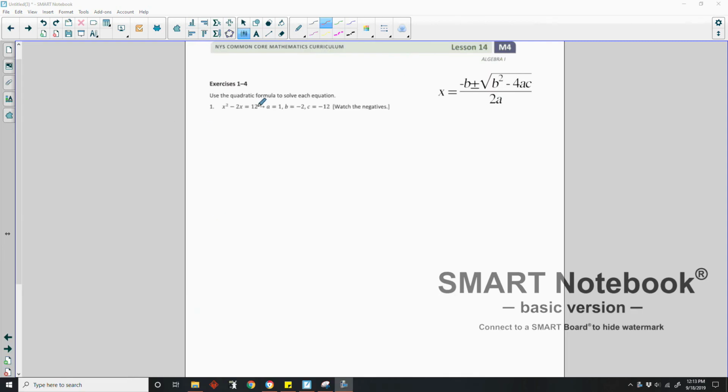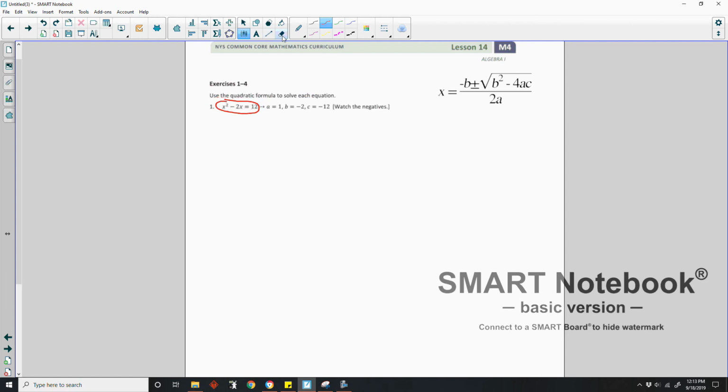Okay, on to page 2, exercise 1 through 4. It says to use the quadratic formula to solve each equation. So on the prior page, we just derived the quadratic formula by solving ax squared plus bx plus c equals 0 and solving for x. So here's the quadratic formula, and now we're going to put it to use. So in this equation, we have x squared minus 2x equals 12. So here they've already told us a, the leading coefficient, is 1. B, the linear coefficient, is a negative 2. And c is a negative 12.